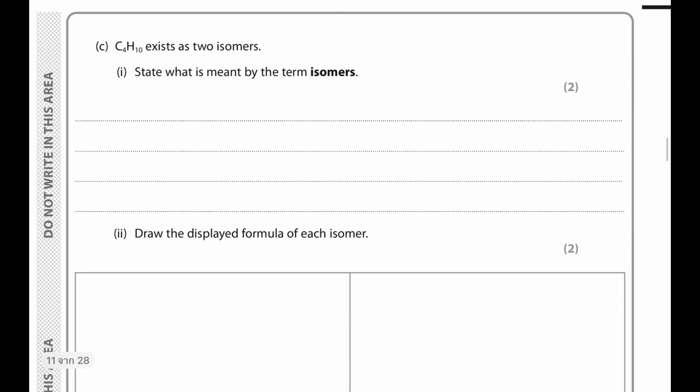Next, C4H10 exists as 2 isomers. State what is meant by the term isomers. So same molecular formula, but different display formula.